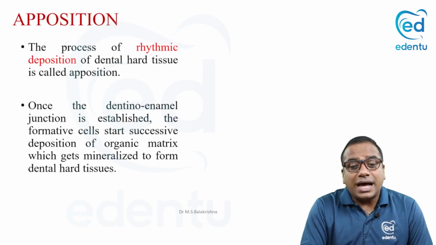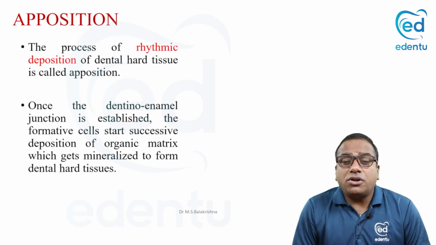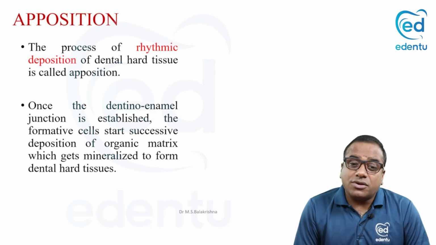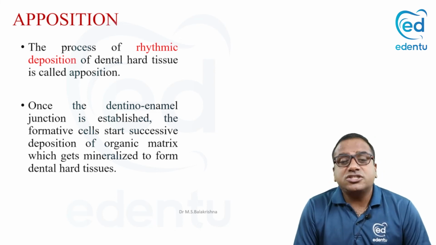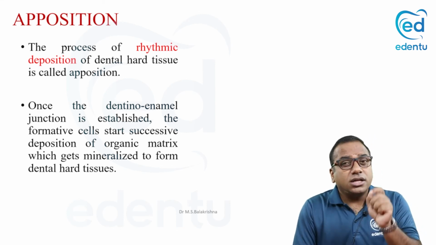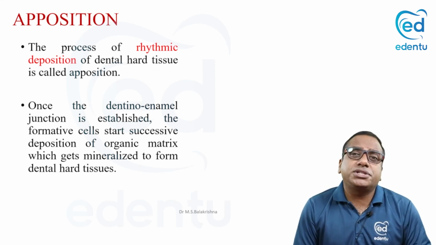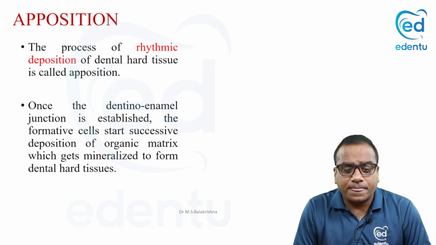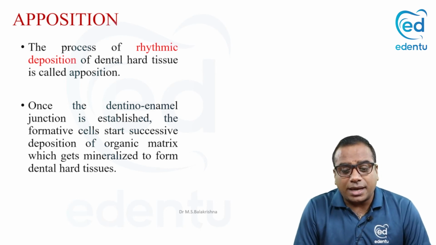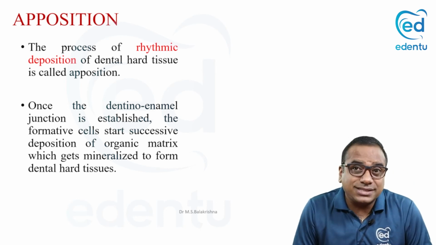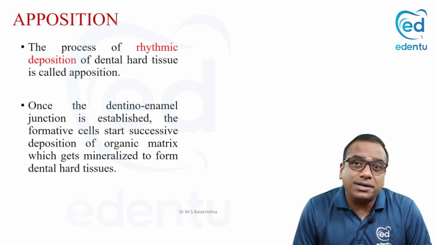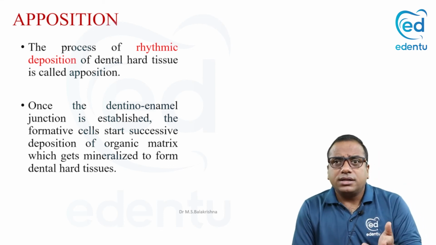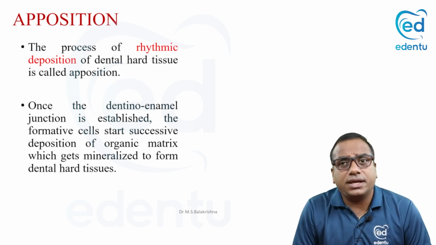Now coming to the last of the physiological stages of tooth development, the apposition phase. So the process of rhythmic deposition of hard tissue is called apposition. I repeat, the process of rhythmic deposition, layer by layer, of dental hard tissue is called apposition. So once the dento-enamel junction is established, the formative cells start successive deposition of organic matrix, which gets mineralized to form the dental hard tissues. The dental hard tissues are your enamel, cementum, dentin, all those things.